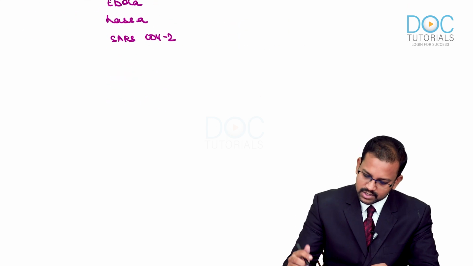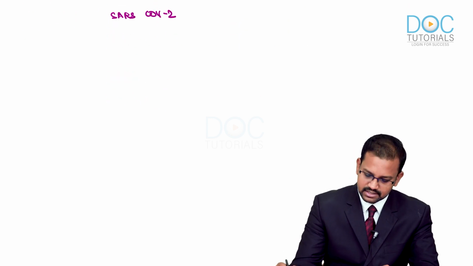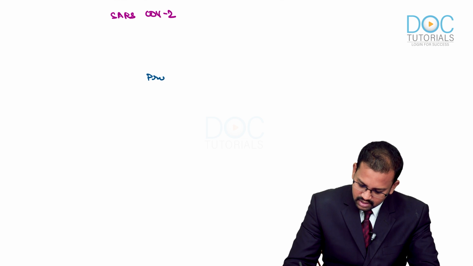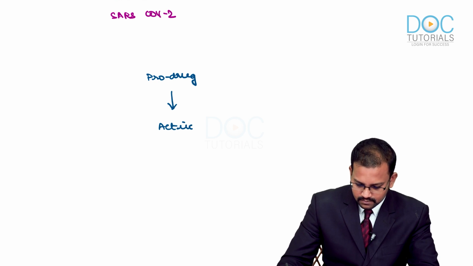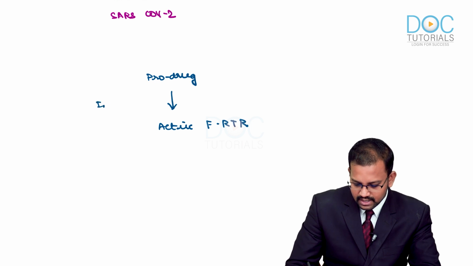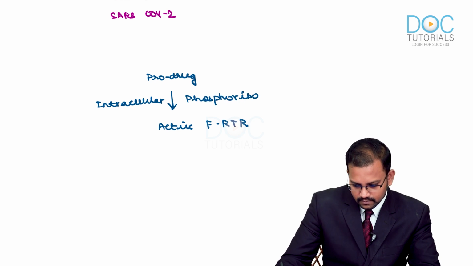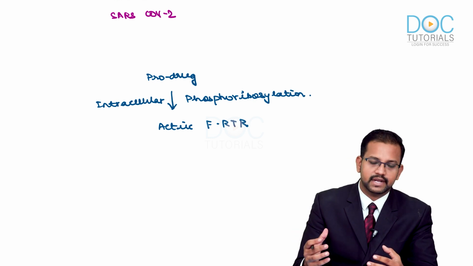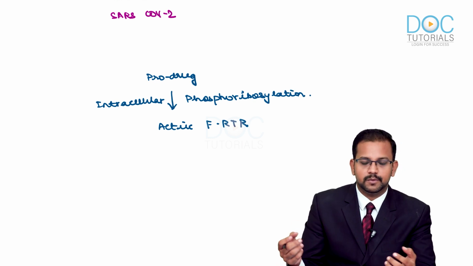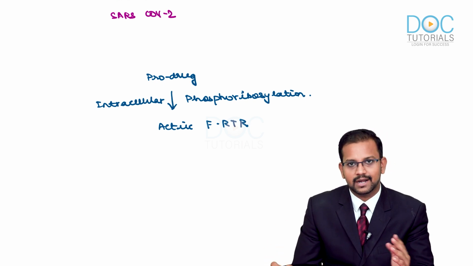Clear? Now what about the mechanism? A similar one, guys, no major change in it. So this drug is actually a prodrug. Prodrug Favipiravir is converted to the active form, FRTR. This is done with the help of intracellular phosphoribosylation. With the aid of intracellular phosphoribosylation, the prodrug is going to be converted, and this is going to be recognized as a purine nucleotide by the virus.